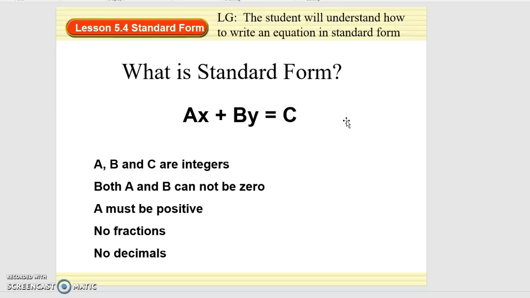A, b, and c have to be integers. What are integers? Numbers that you don't know yet. No, positive and negative whole numbers. So good news, we're not going to be dealing with fractions in standard form.